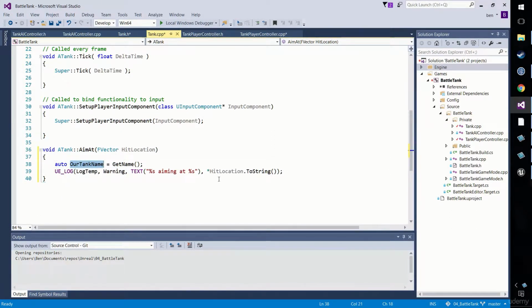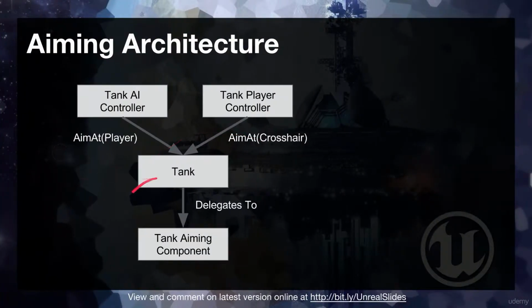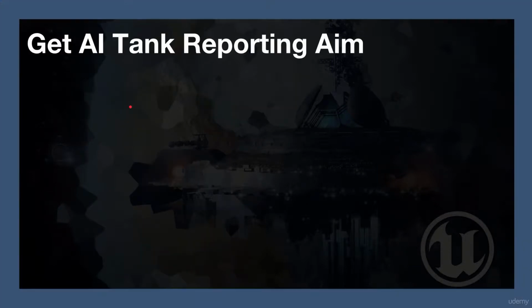So we just need to say comma star R tank name comma hit location. So it's going to say the tank name is aiming at whatever the hit location that's been passed in. So we're just reporting at this layer down here, the tank, what I'm receiving. And we're going to do this both for the tank player controller, which we've just done, and for the tank AI controller, which, you guessed it, you're going to be doing.